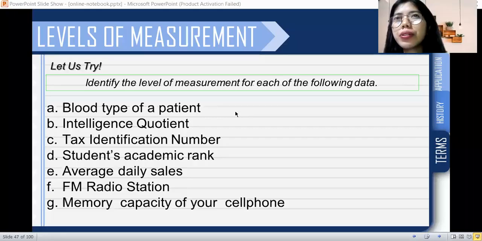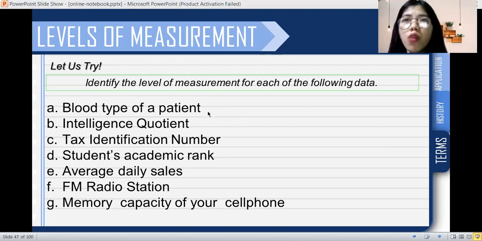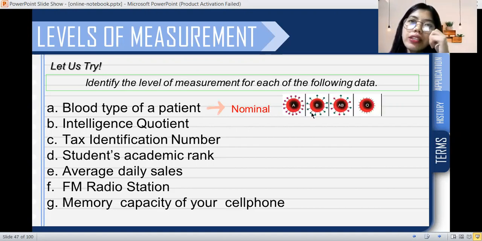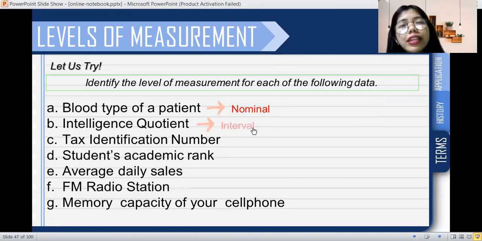Okay, so let us answer. First, the blood type of a patient. Ito po ay nominal. Ma'am, bakit po nominal? Dahil yung answer po natin sa blood type ng patient, pwedeng type A, B, AB, or O. So, nagkakategorize lamang tayo dito. Okay? So, now, sa intelligence quotient naman, yung interval.